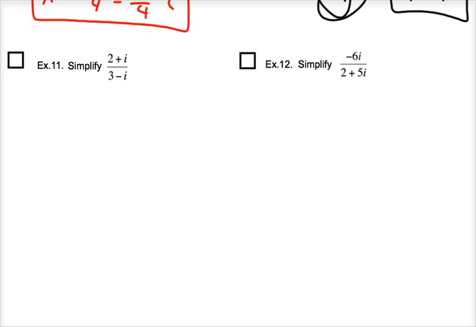This one down here is pretty tricky. You can't just multiply top and bottom by i. That won't get it done. You actually have to multiply by conjugates on these. Let's put this in a better spot. Multiply by conjugates. When you have a binomial in the denominator, you've got to multiply top and bottom by conjugates.